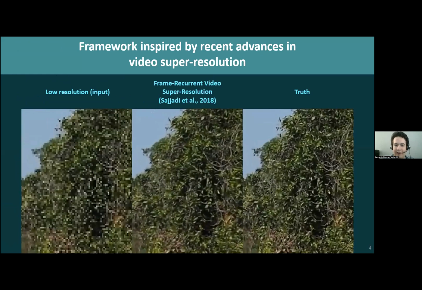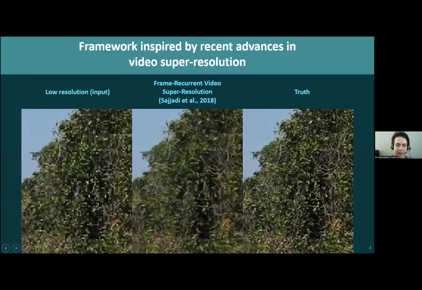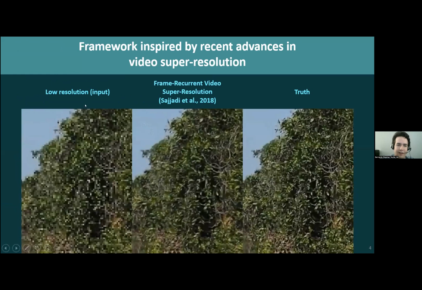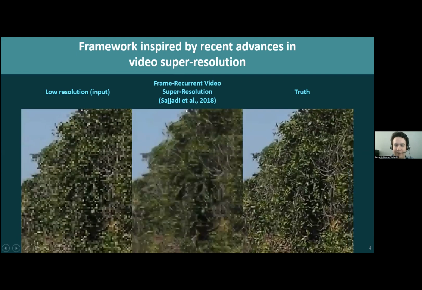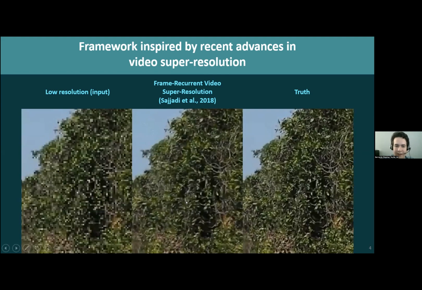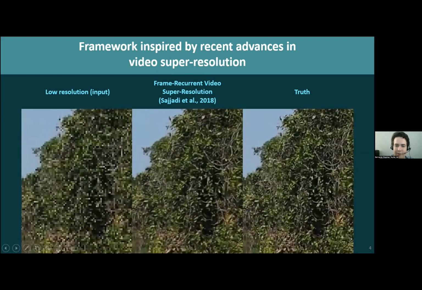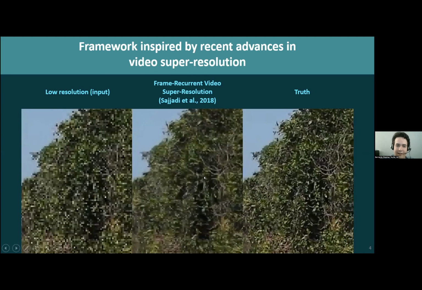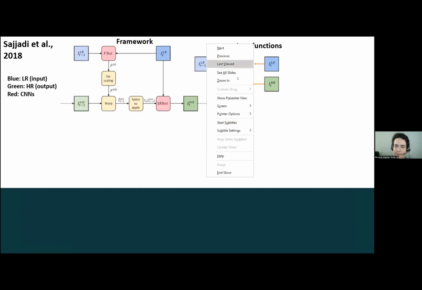Essentially, many people are working to increase the resolution of video. So here you can see one example. On the left side, you have the low resolution image. On the right side, you have the truth. And in the middle is what this framework, the current video super resolution by Sayadi et al., produces. You can see it really captures some of the fine details in the form of the branches and so on that you cannot really see in the inputs. So it is able to learn those. So essentially what our question was, okay, why not do that with precipitation?